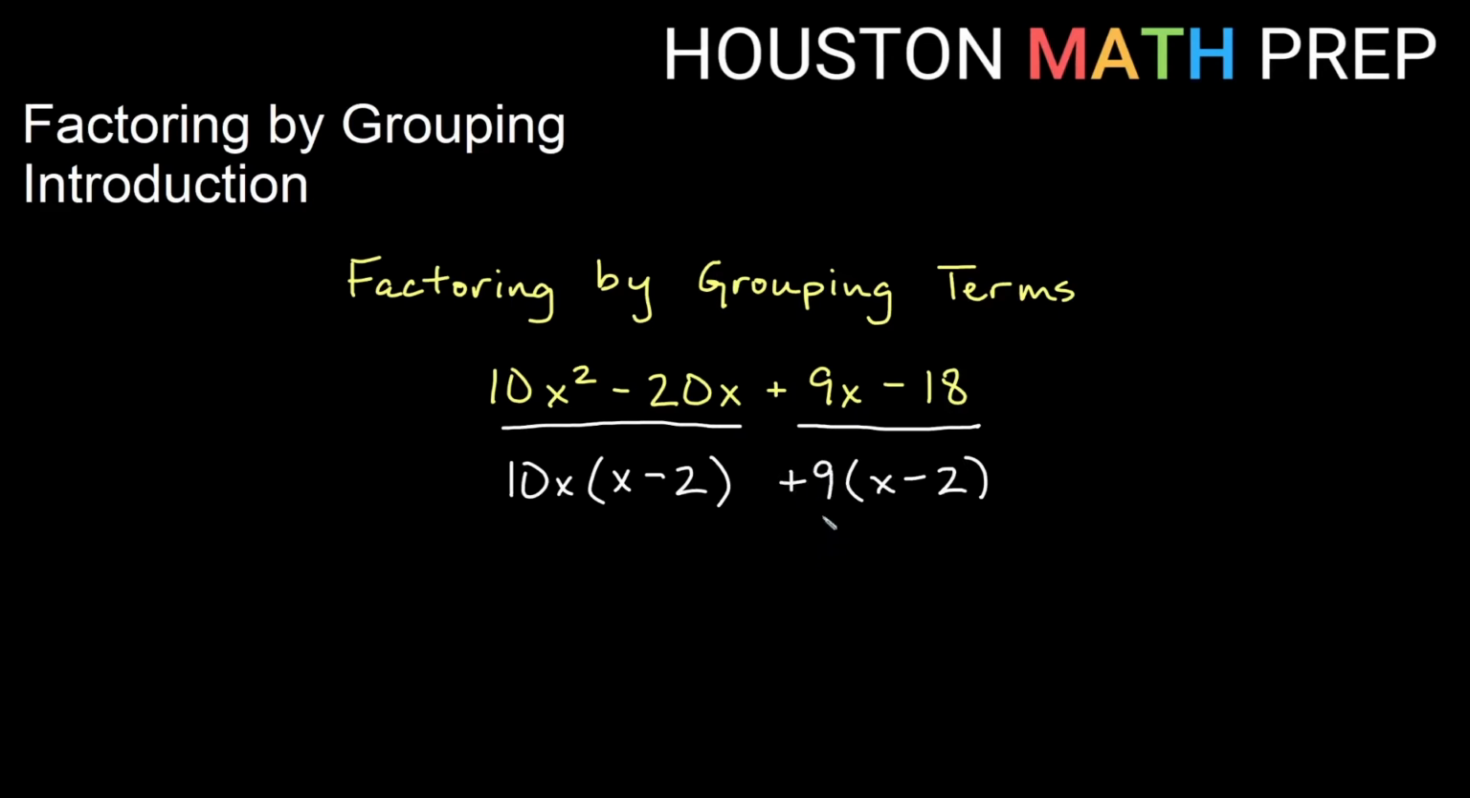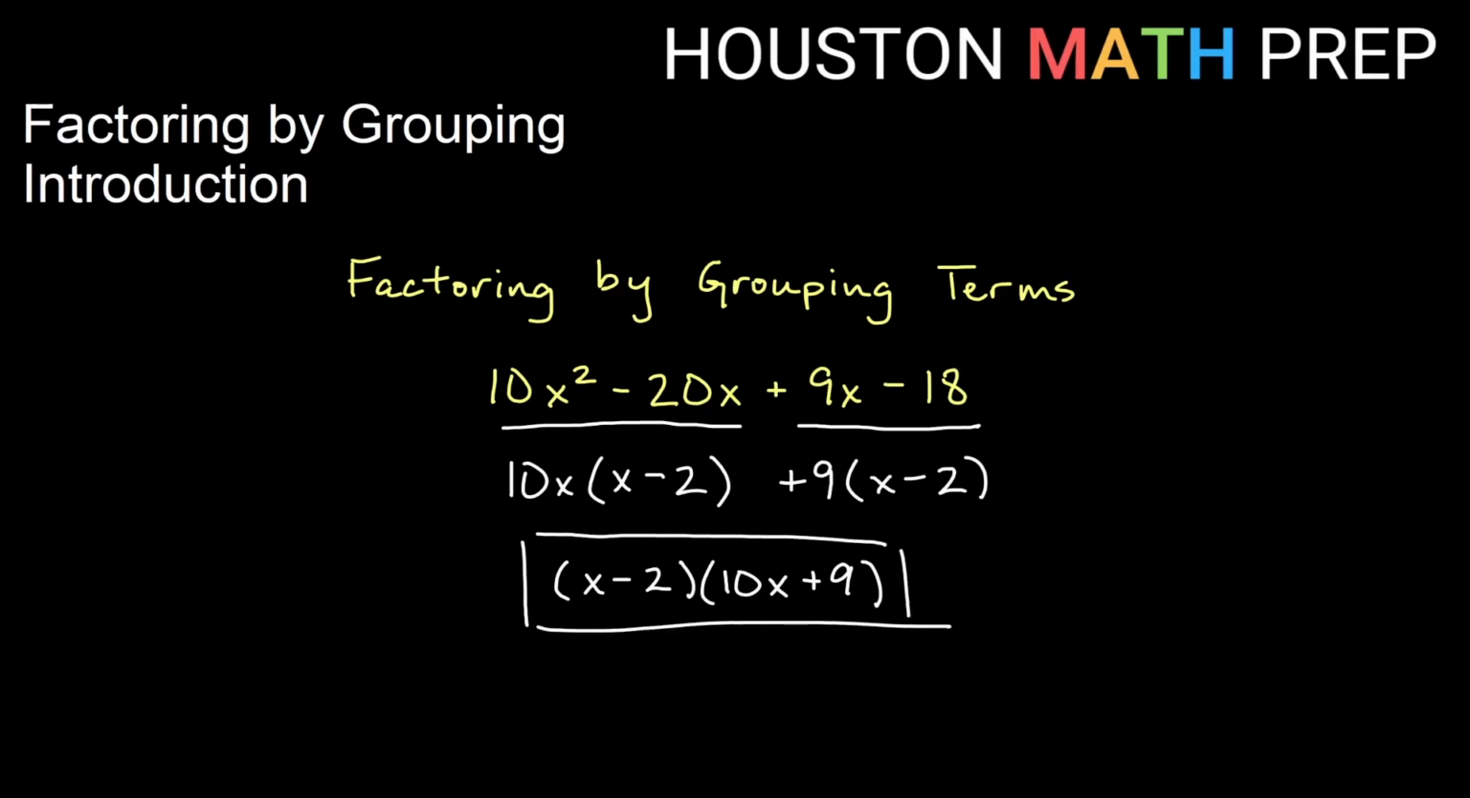And if you're not sure, you can think about distributing to make sure. 9 times x would give us 9x, and 9 times negative 2 would give us negative 18. So just as before, x minus 2 is our inside, so that's a factor obviously. Our outsides, 10x plus 9, are our other factor. So x minus 2 times 10x plus 9 for that one.